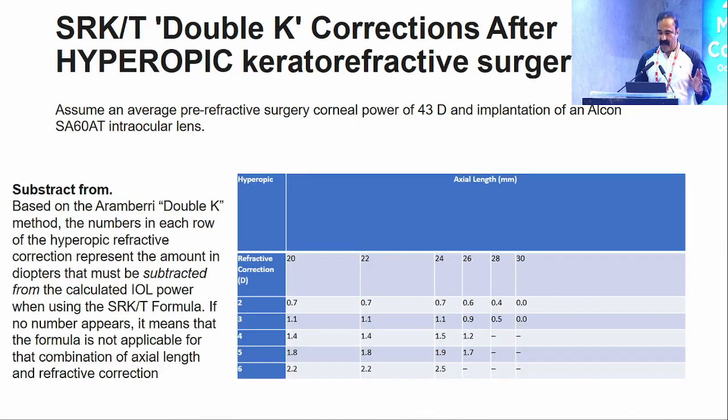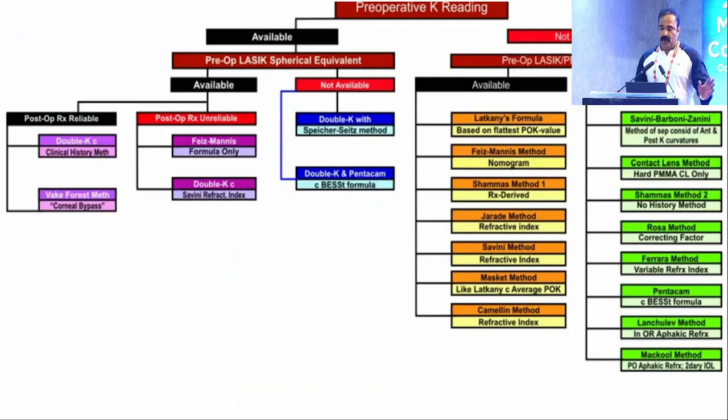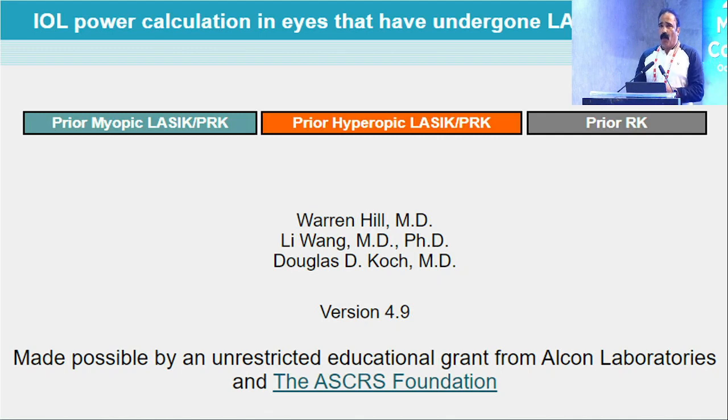And for hyperopic, you reduce it. So there are different algorithms and different formulas for this tricky situation. But what is mostly followed is to go to the ASCRS website and use the free calculator available there.